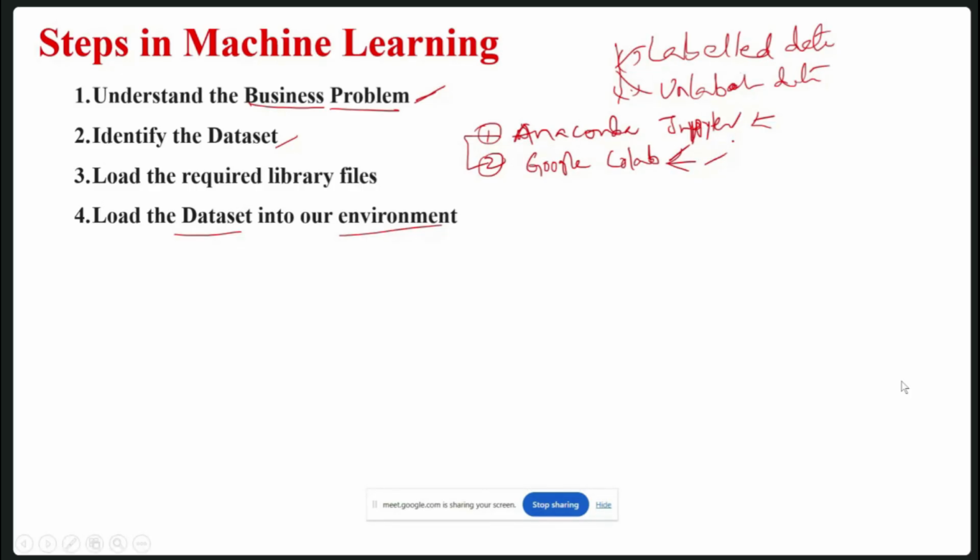After loading the data into your environment, perform the data pre-processing. What is the meaning of data pre-processing? Suppose your data contains some unnecessary data, some missing values, some outliers. All those things you have to remove from your data and keep it ready for your training. Simply, that is called data pre-processing.